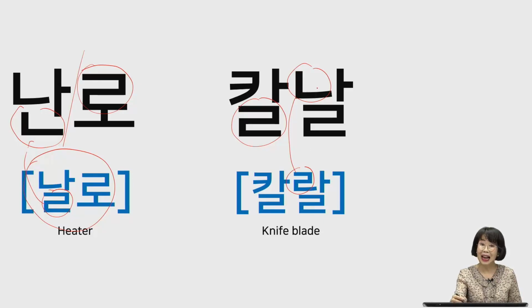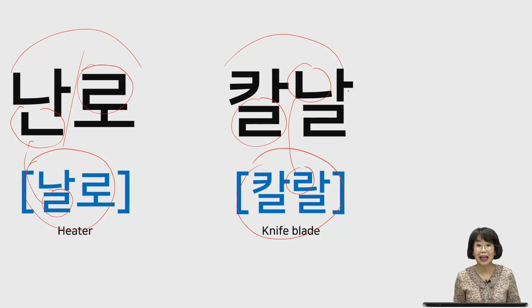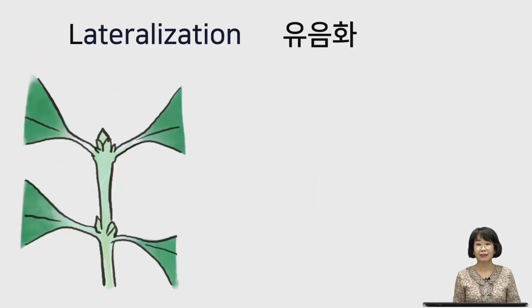칼날, 칼, 날, difficult to pronounce. So it changes to 칼날. 날로. 칼날. Lateralization. 유음화.